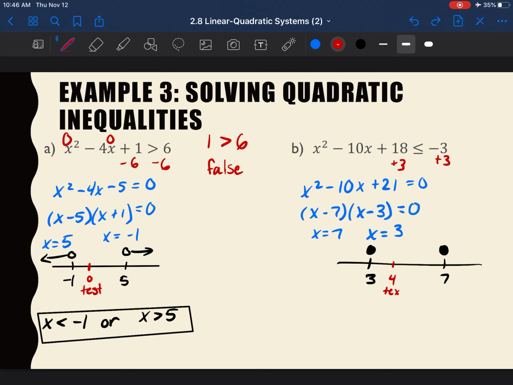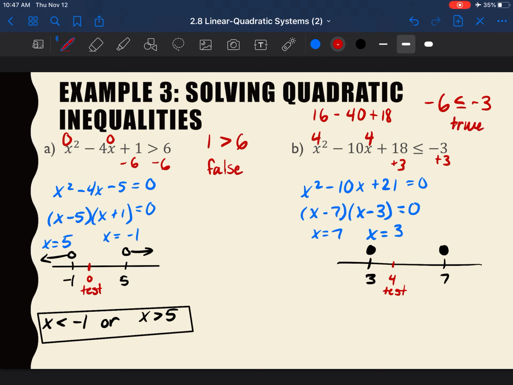So I'm going to test with a 4. If you test with a 4, we're going to plug in a 4 for this and a 4 here. So then that would give you 16 minus 40 plus 18. That would give you, what, negative 6? So you get negative 6 is less than or equal to negative 3. And then you have to ask yourself, is that true or is that false? Well, negative 6 is in fact less than negative 3, so that's a true statement.